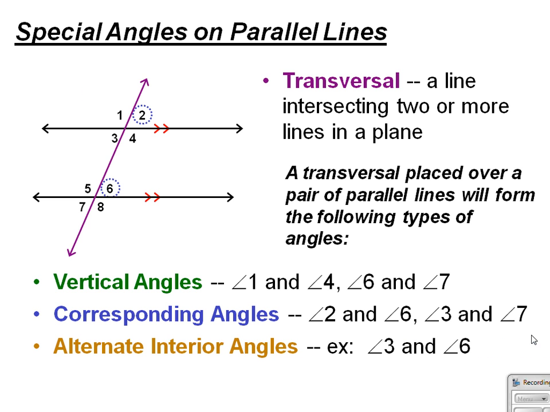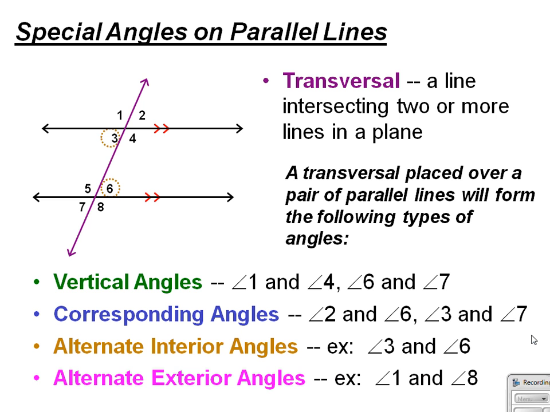In addition, there's also alternate interior angles. For example, angle 3 and angle 6. Alternate interior angles are two angles on opposite sides of the transversal inside the parallel lines. Angle 4 and angle 5 would also be a set of alternate interior angles. And finally, alternate exterior angles. Like alternate interior angles, alternate exterior angles are two angles on opposite sides of the transversal, but this time located outside the parallel lines. Angle 2 and angle 7 are also another pair of alternate exterior angles.